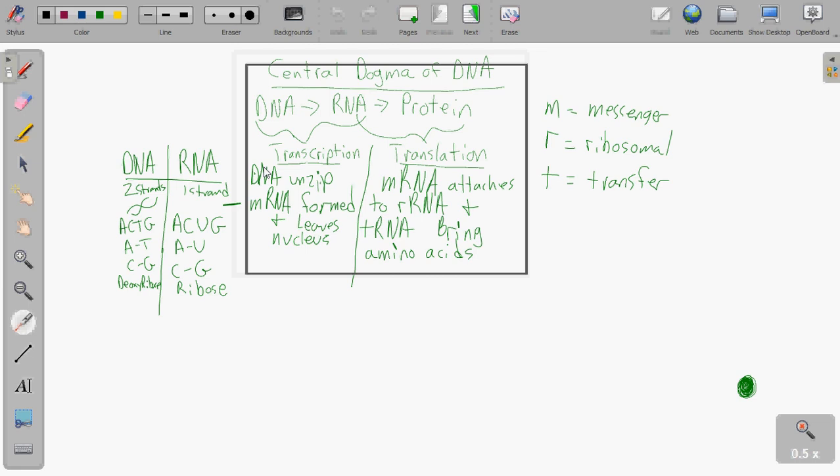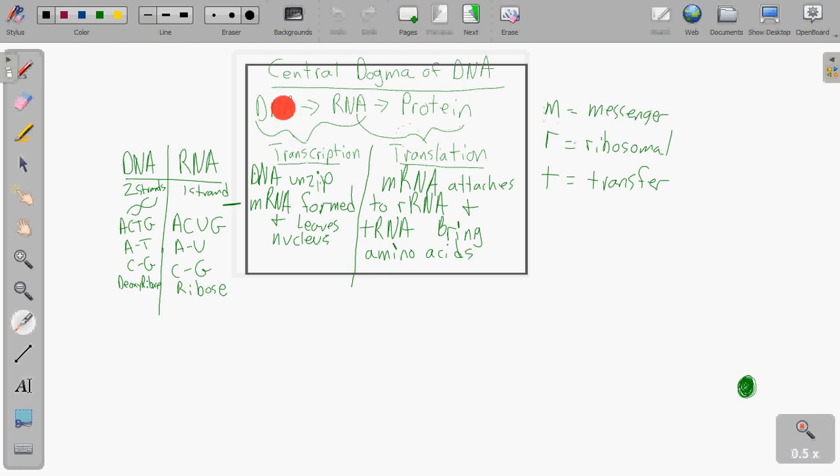So here we have the central dogma of DNA. DNA is transcribed to RNA, and RNA is translated to protein. So this first part is transcription, and the second part is translation. Okay. Remember that mRNA stands for messenger RNA.